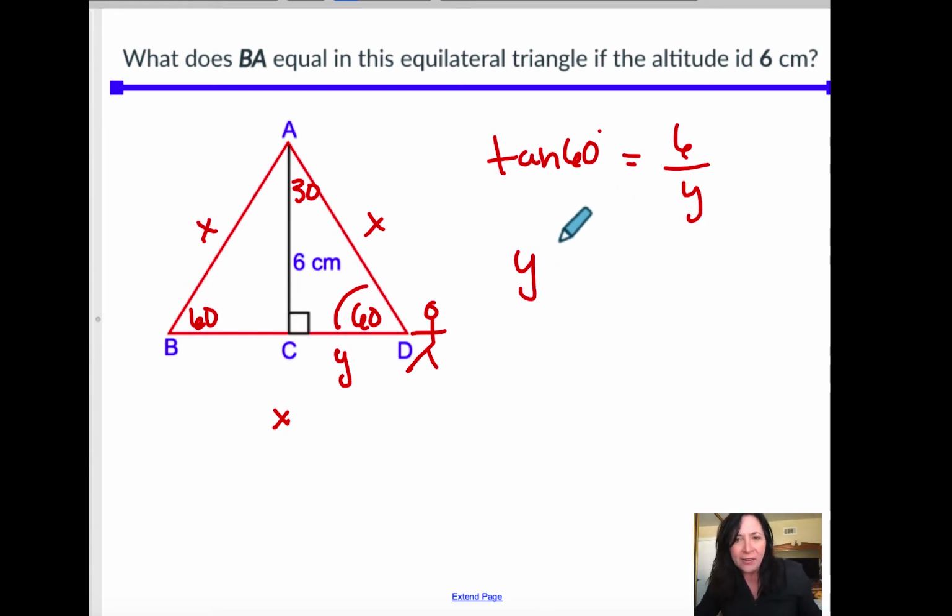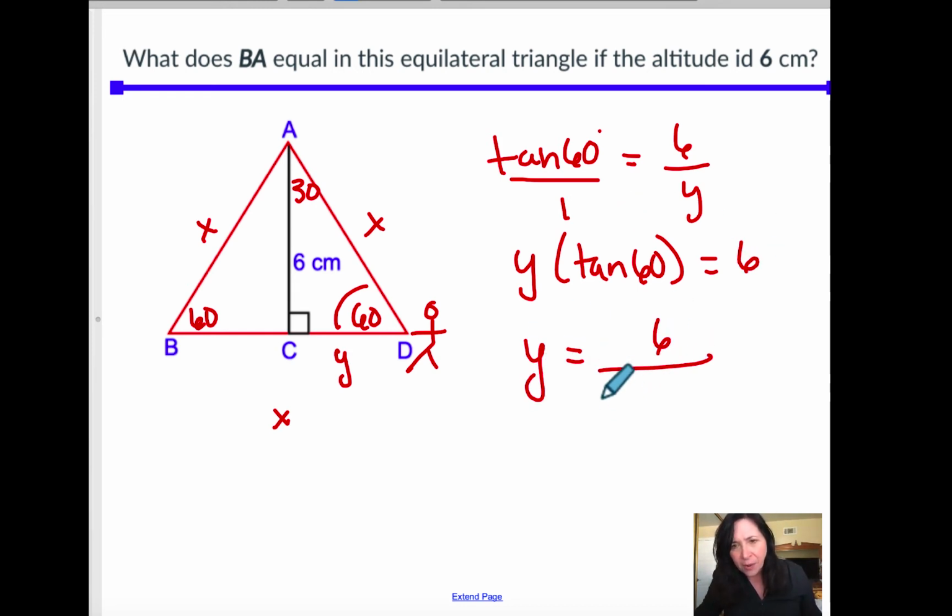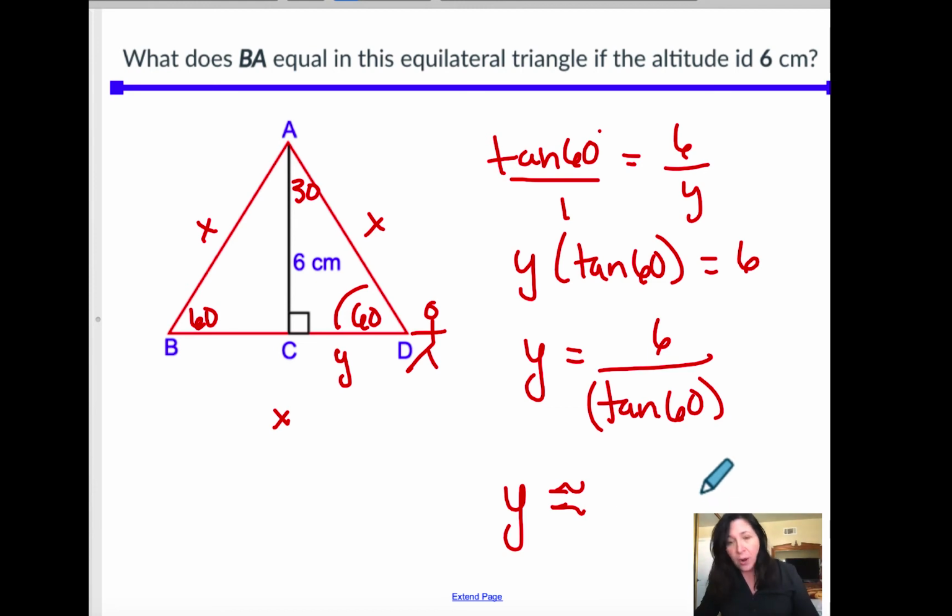So I'm going to say y times whatever tangent of 60 is is equal to 6 times 1, which is 6. So y is equal to 6 divided by tangent of 60 degrees. So y is equal to approximately, and this is going to give me a decimal answer, right? I'm going to go 6 divided by, using my calculator, tangent of 60 degrees. And make sure you're in degrees mode, definitely. I get about 3.5. So this is about 3.5 right here.